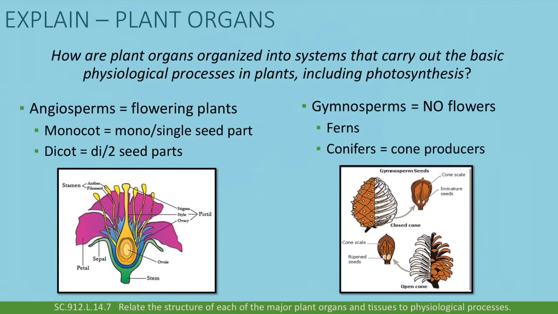Within our gymnosperms, again, there are no flowers, and the 2 different types here we have are ferns and conifers. Thinking about conifers, the word cone. They are cone producers. First 3 letters are the exact same for both. That's an easy way to recognize it. Conifer, it means it has a cone. Again, angiosperms, monocot and dicot, gymnosperms, ferns and conifers.